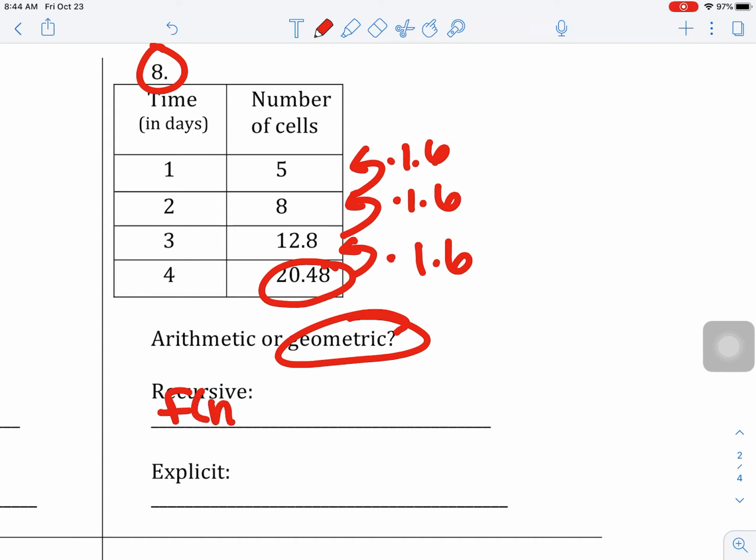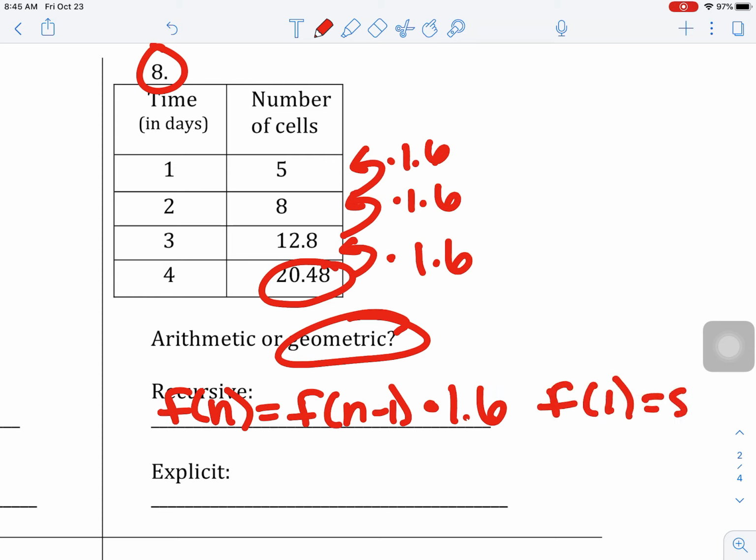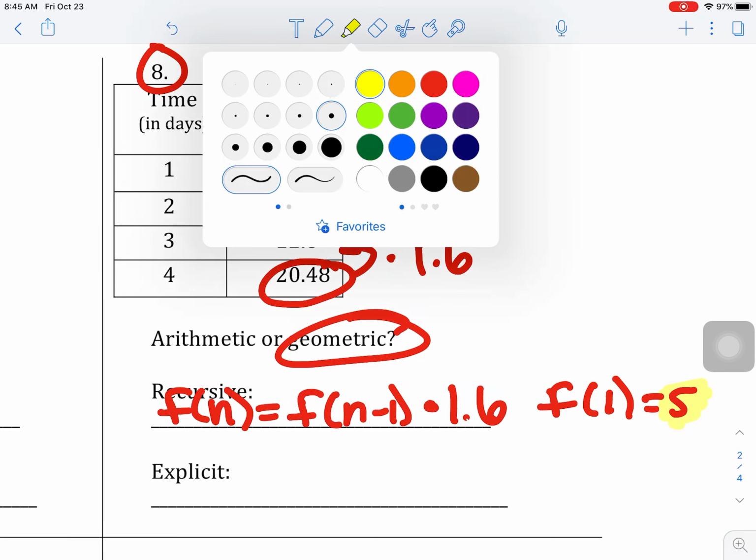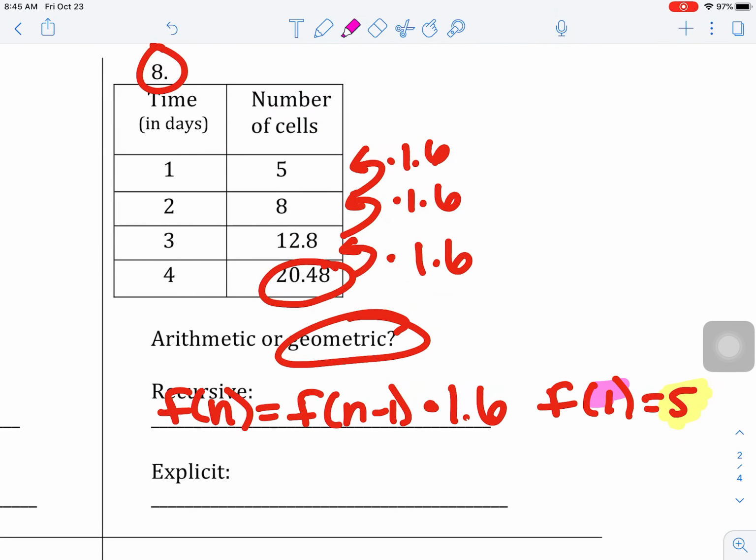So my recursive is going to be f of n equals f of n minus 1 times 1.6. F of 1 equals 5, which means the very first output was 5, and since it starts at 1, I'm probably going to have n minus 1 in my explicit. F of n equals, starting at 5, I multiplied by 1.6, and then to the power of n minus 1. Make sure you have an exponent in a geometric.